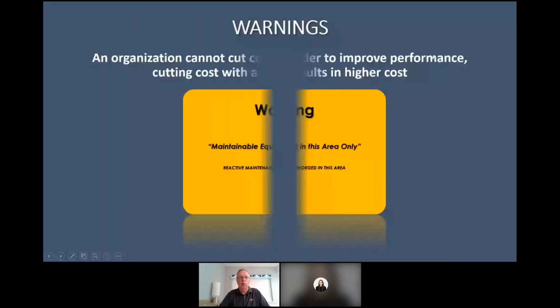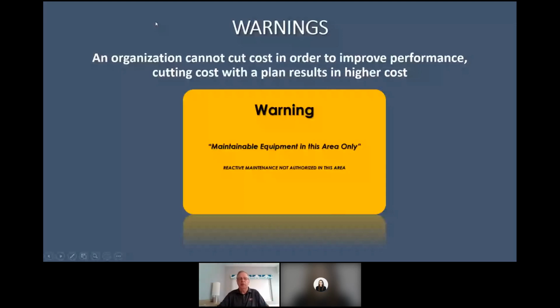So some warnings. An organization cannot cut costs in order to improve performance. Cutting costs, even with a plan, results in higher costs, but you cannot cut costs. And I also always say this warning: I like when you maintain equipment, bring it up to a maintainable level that hasn't been running to that. I like posting this sign on the machine. Warning, maintainable equipment in this area. Reactive maintenance not authorized in this area.